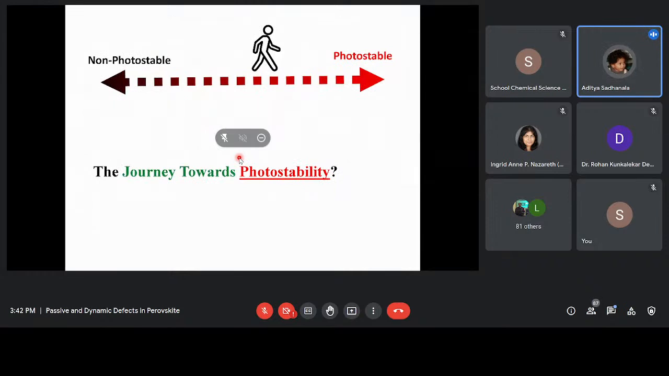Now, the interesting thing is, how do you basically know? You know that when you are not photostable, your performances are bad and all. You know that, and you know your aim is to make it photostable. But how do you know where you are in this journey? You can do various tricks, but you need to know where you are. Are you closer to being photostable, or are you still closer to not being photostable and all?